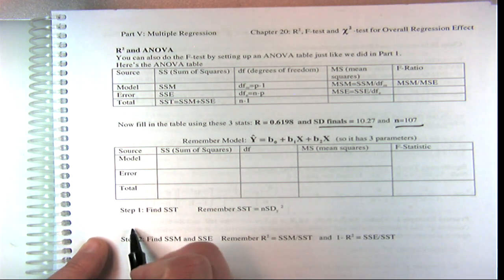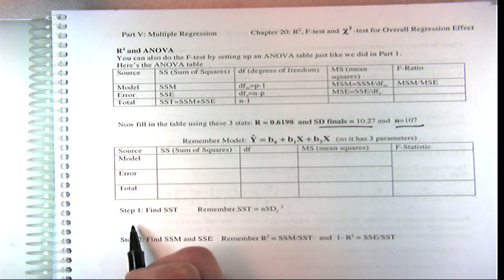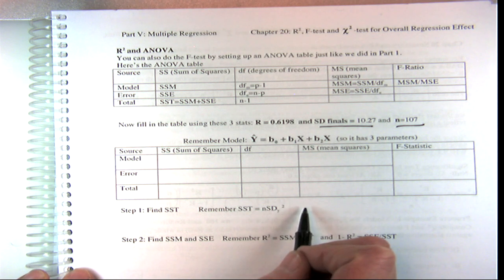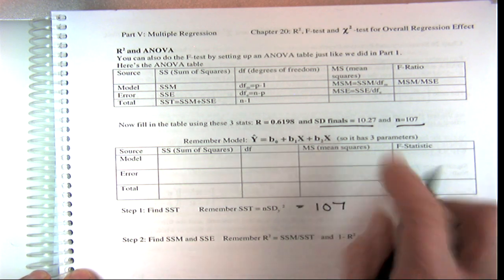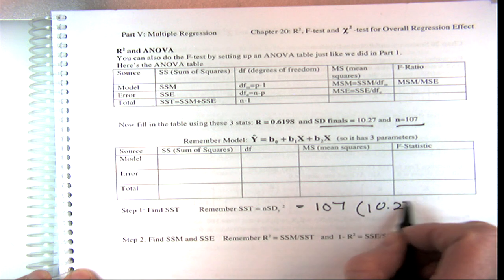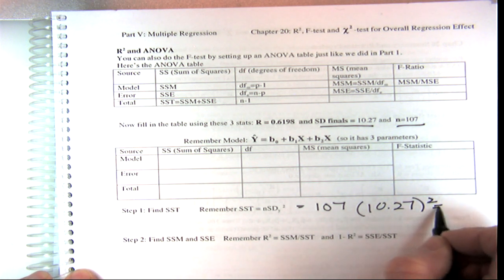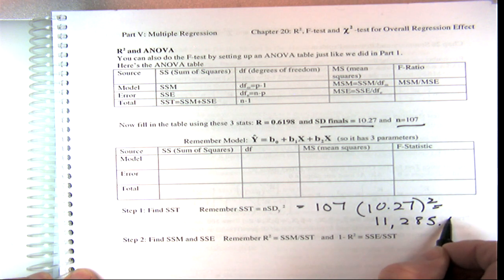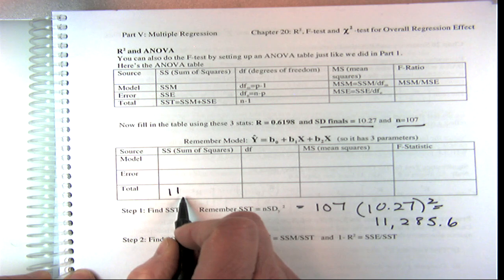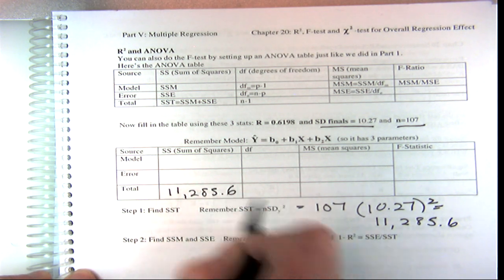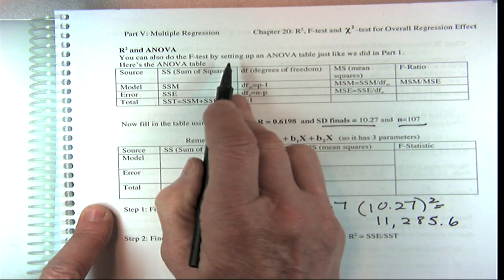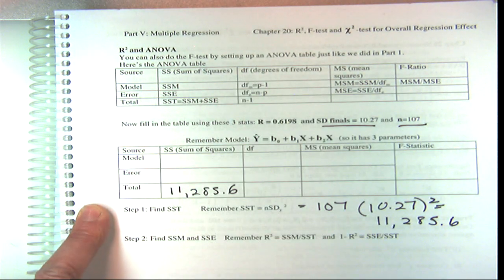Remember the sum of squares total? It is equal to n times the standard deviation of the y squared. So that's n times 10.27 squared, and I got 11,285.6. So that's what goes in here. You can also do the F-test by setting up this ANOVA table, just like we did before. I just want to show you it's the same thing.